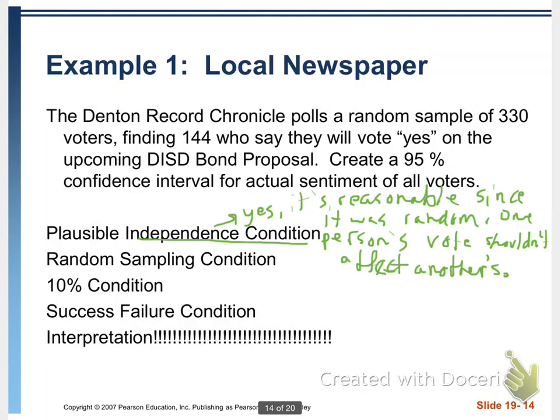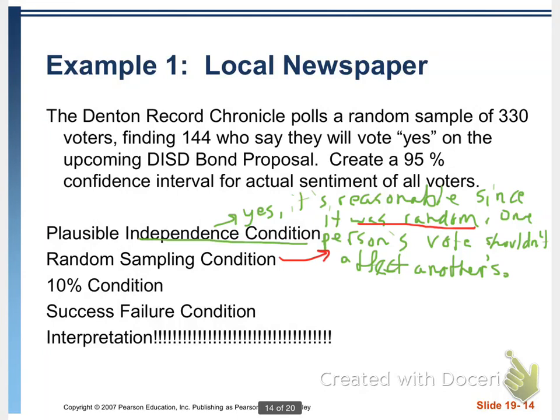Okay? So I'm going to change colors for the random sampling. We already talked about random sampling here, the fact that it was random. So I would put that in this part right here as well. Okay? So we got that as part of it. Since it was random, one person's vote shouldn't affect another's. Okay? We're going to check the 10% condition.